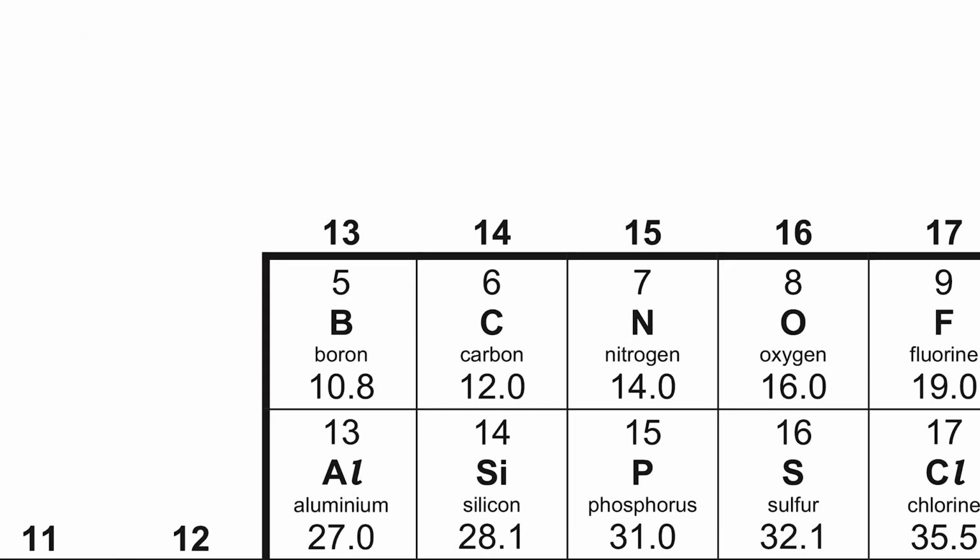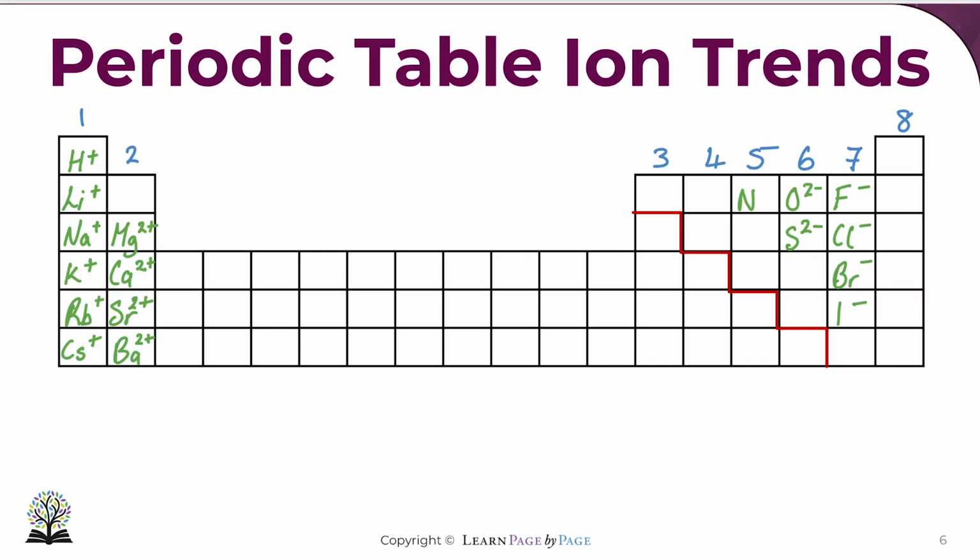Group 5, the nitrogen group, they need to gain 3 electrons, forming 3 minus ions. And we deal with nitride and phosphide here. So nitrogen becomes nitride, which is a 3 minus ion, and phosphorus becomes phosphide, again a 3 minus ion.